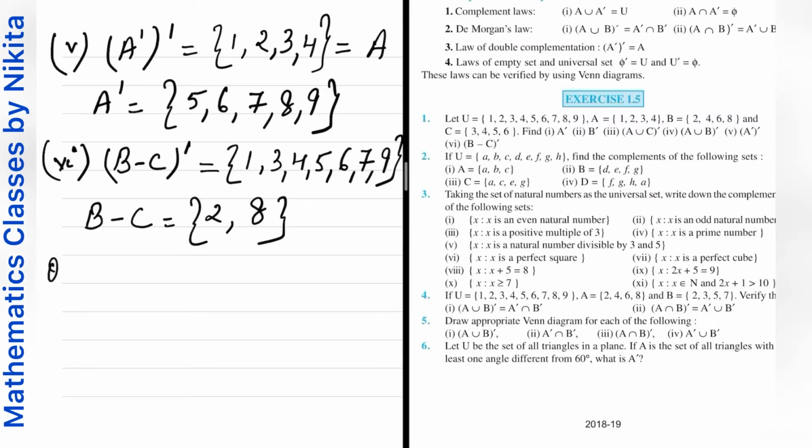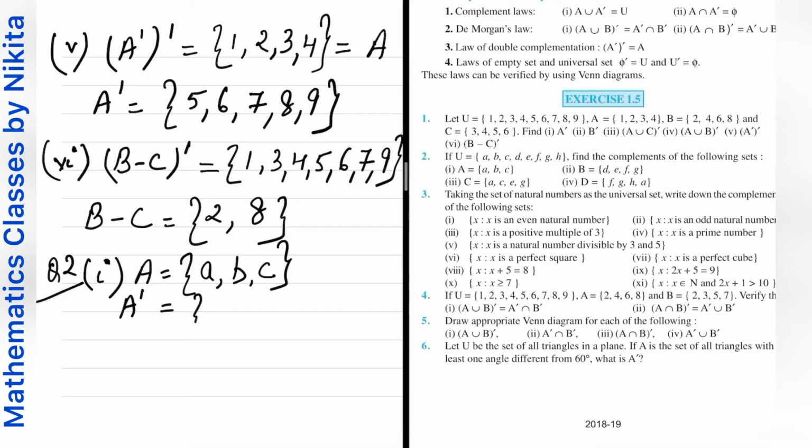Next question. Question number 2. If U is equal to A, B, C, D, E, F, G, H, you have to find the complements of the following set. So now, instead of numbers, the letters are given in the universal set. So first part, A is given to be this, and you have to find its complement with respect to the universal set. So therefore, A, B, C. So you have the English alphabets up to H in the universal set. So therefore, A complement will be D, E, F, G, H.